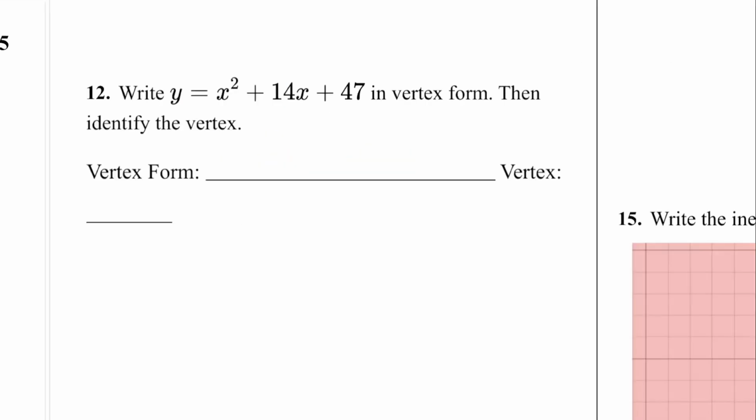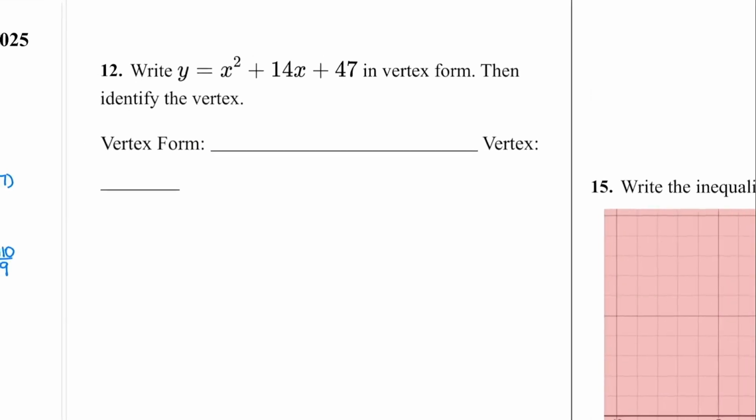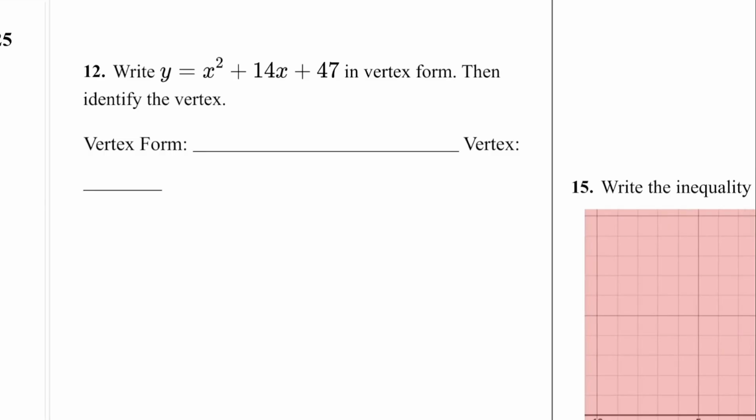Number 12, write y equals x squared plus 14x plus 47 in vertex form, and then identify the vertex. Writing it in vertex form requires us to complete the square. So in order to complete the square, we are going to go ahead and write in a blank here. We're going to keep our 47 here, and then we're going to subtract the same blank. Basically, what's going to happen here is we are going to add a certain number inside this blank, but we also have to subtract it so that we're not changing the value of the equation.